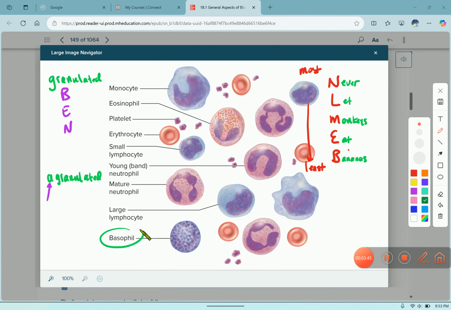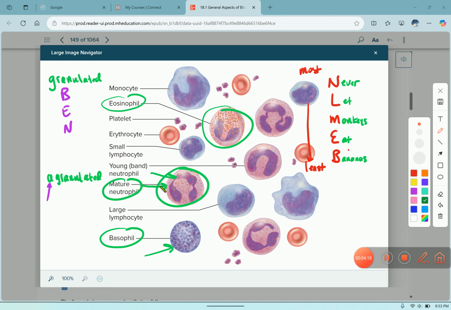All right, so a basophil, you can see the granules, and we'll talk about what the granules do here in a little bit. And there's the eosinophils and their granules, and then you have the neutrophils and its granules. Okay, I prefer you look at the mature neutrophil because of the different lobes that it has. We'll talk about those lobes in a minute.